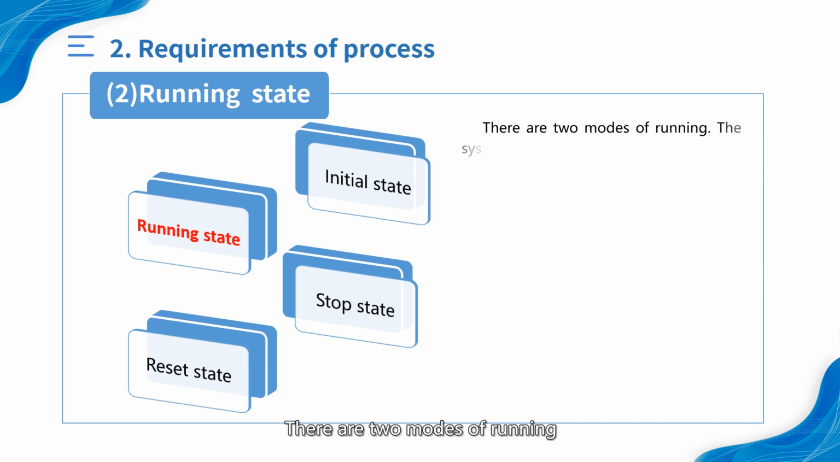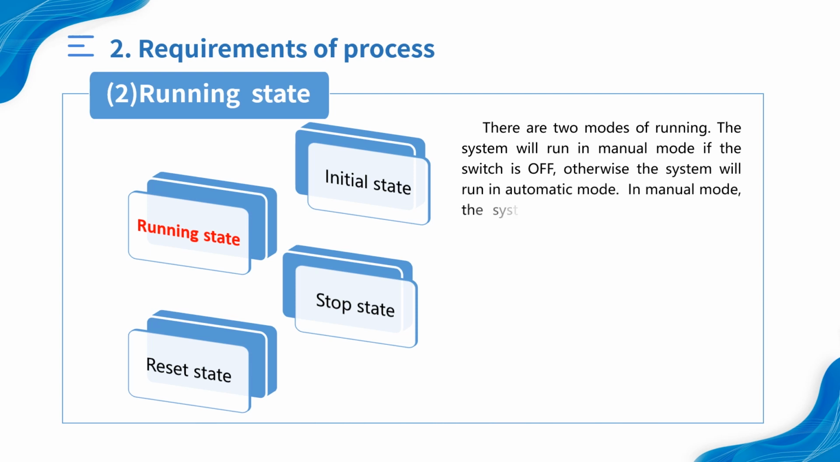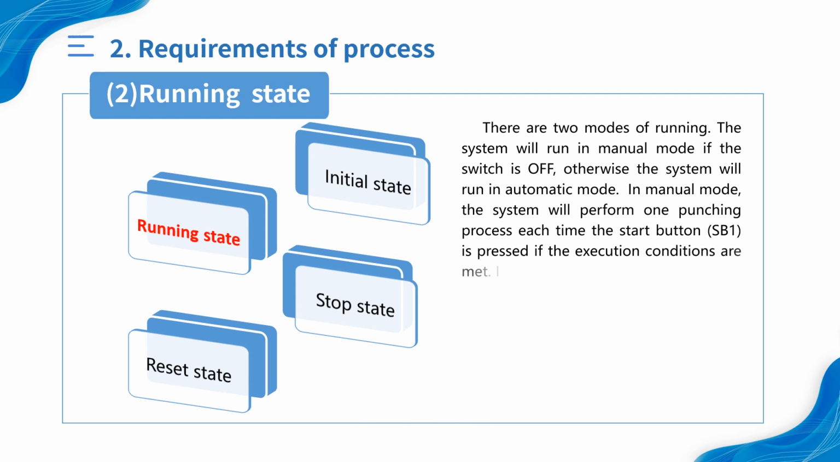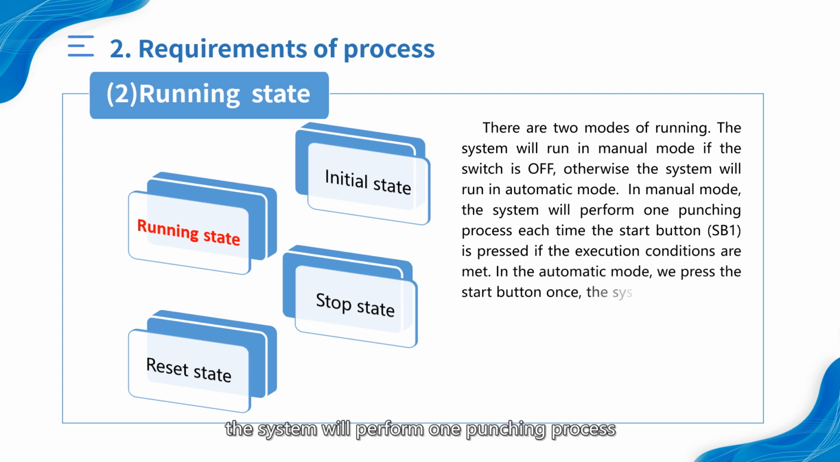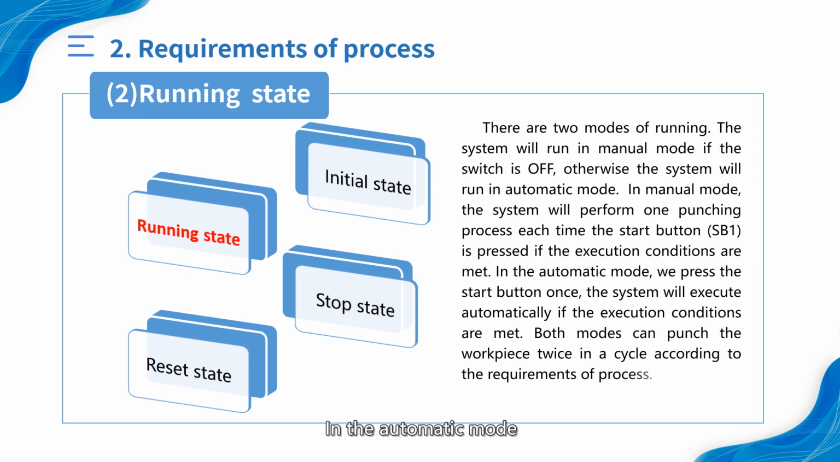There are 2 modes of running. The system will run in manual mode if the switch is off. Otherwise, the system will run in automatic mode. In the manual mode, the system will perform one punching process each time the start button is pressed, if the execution conditions are met. In the automatic mode, we press the start button once. The system will execute automatically if the execution conditions are met. Both modes can punch the workpiece twice in a cycle according to the requirements of a process.